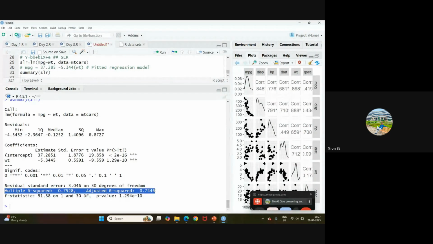Understand? If my independent variable weight is clearly explaining the variation in the dependent variable MPG, then if I give weight, it will automatically estimate my y correctly, right? That is the one thing. Multiple R square is the percentage of variation in the dependent variable explained by the independent variable. Here you can see the multiple R square value is 0.75, which means that 75% you can accurately estimate the value of mileage based on the given weight.